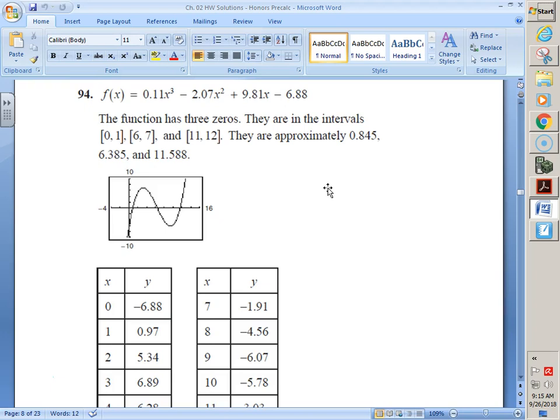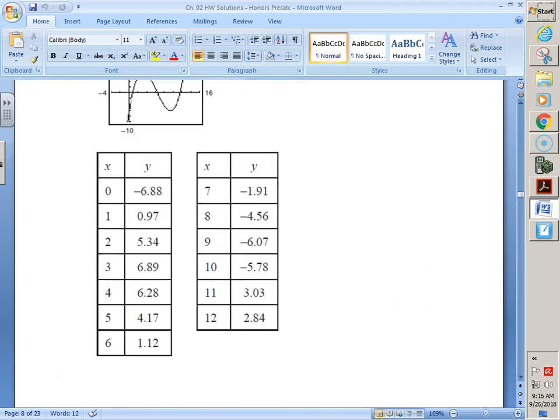Zeros or any of that stuff. They said these are nasty zeros. Look at the function. Ugh. So instead of using the zero feature right away, they were asking you to make a table, go by ones and say, about where is the zero? As I made a table and went by ones, I found a zero between 0 and 1. But why do I know that for sure? Because the y's go from... yeah, had to go through 0.